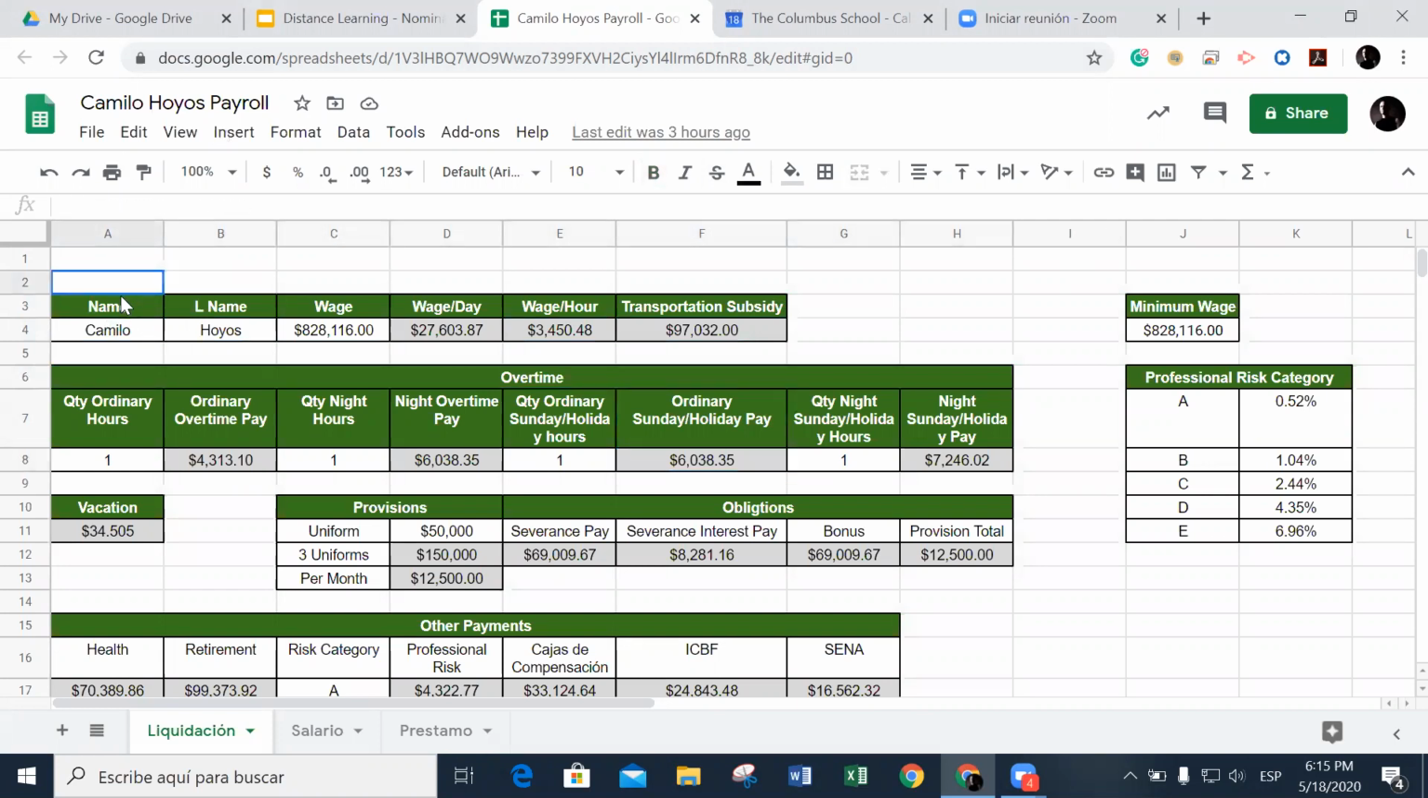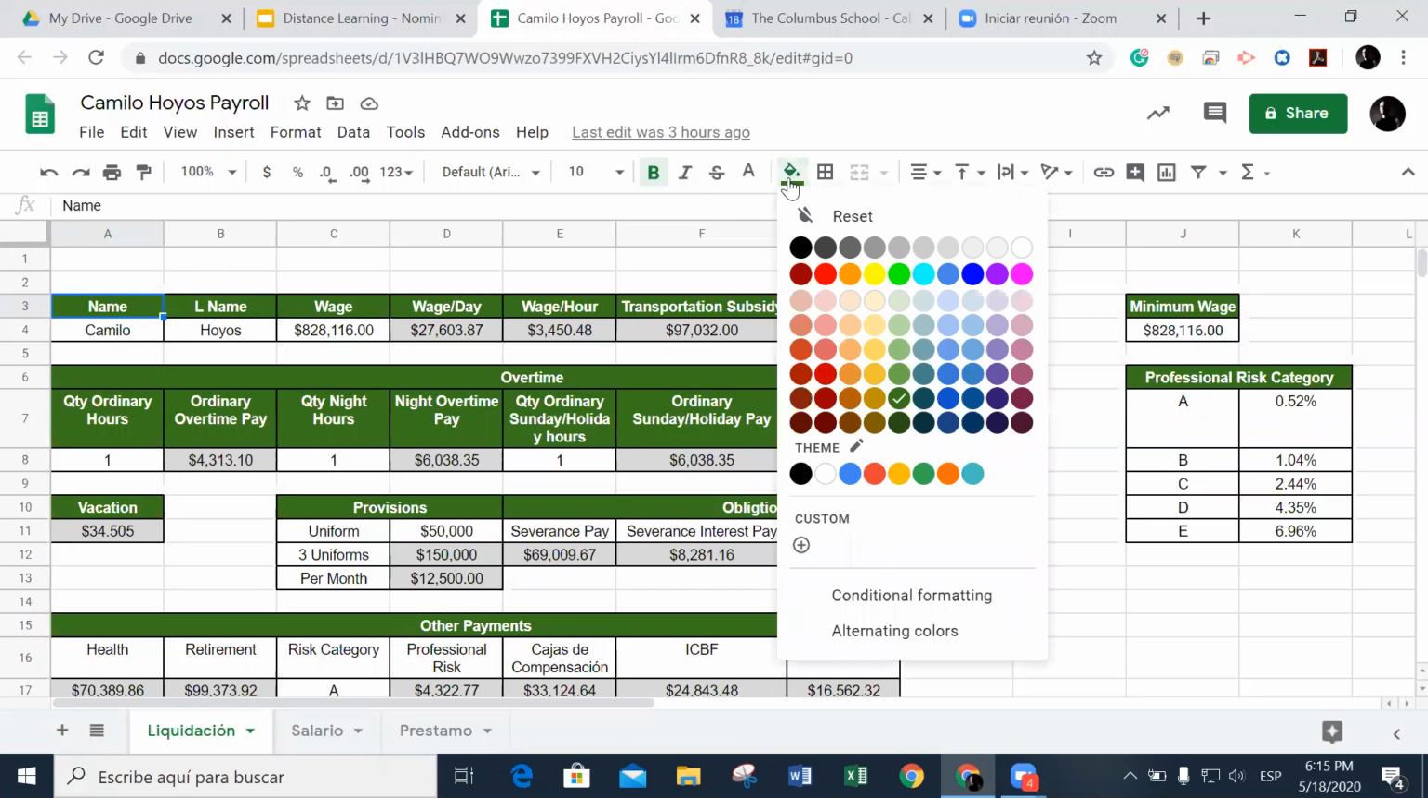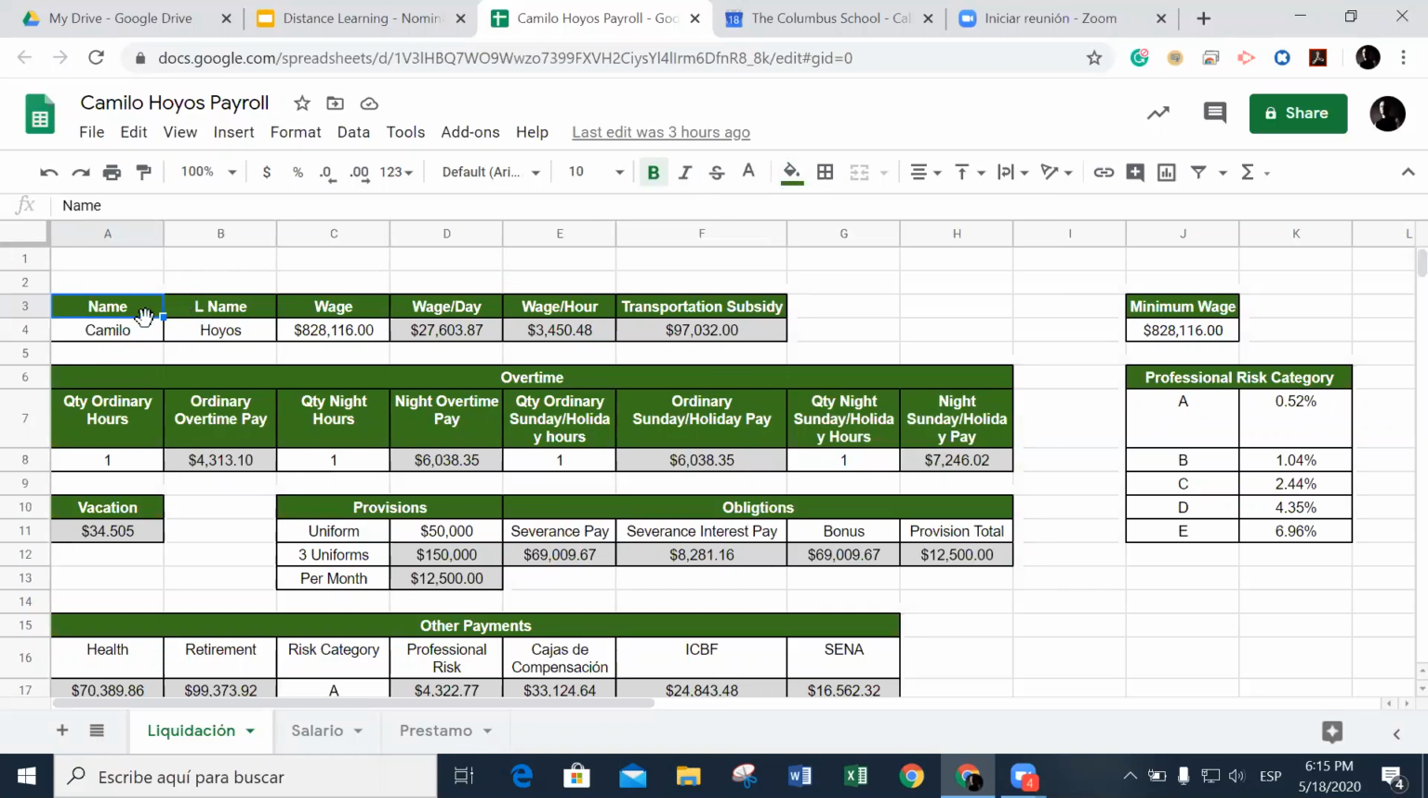Make sure the names, like the headers, are white. And to do that, you just go here, bold. Then you change the color right here. Then the fill color is going to be green or whatever other color you like. I want to trigger your creativity.